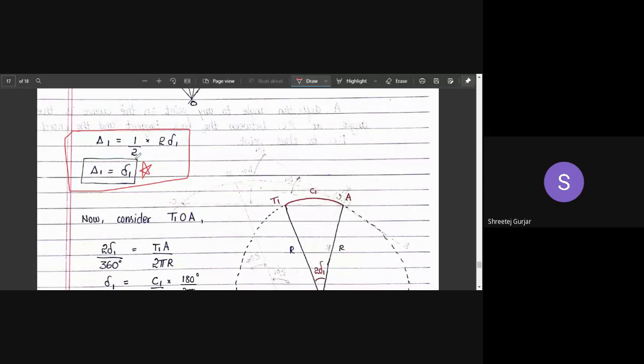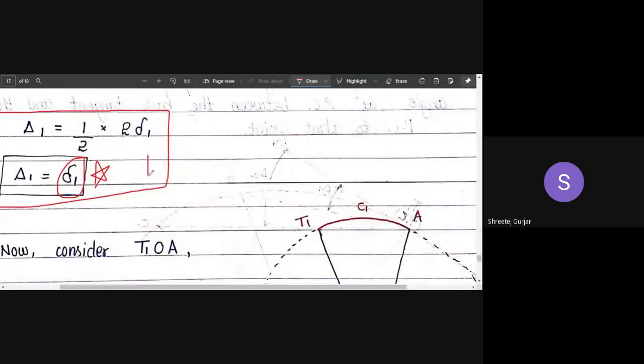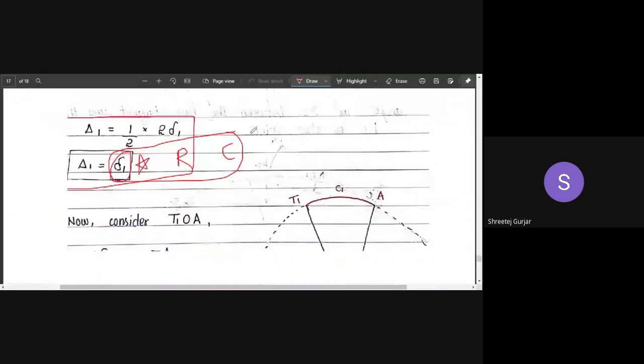1 will be unknown to us. This will not be given to us. We have to calculate it in terms of radius and in terms of chord length. Okay, we have to convert this particular delta 1 in terms of radius and chord length. So now let us look into how we can do this conversion.